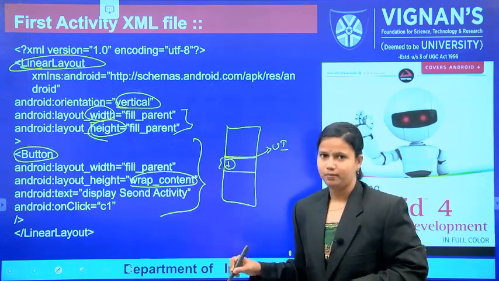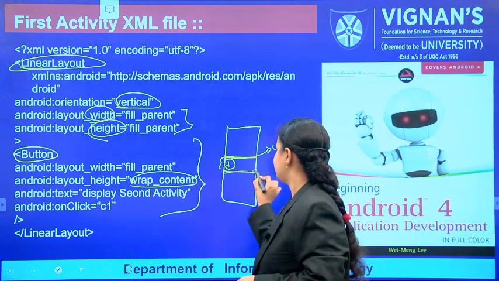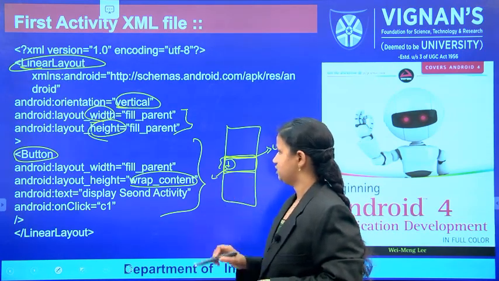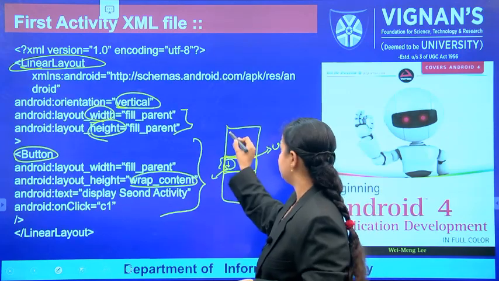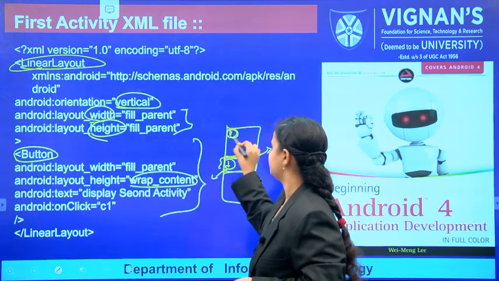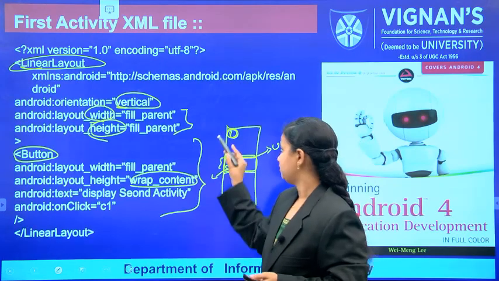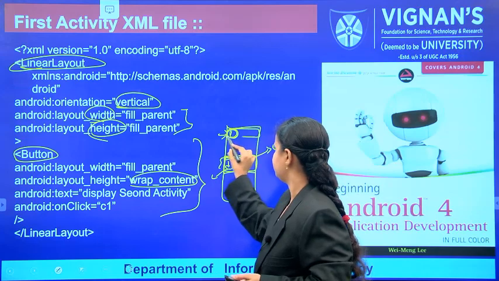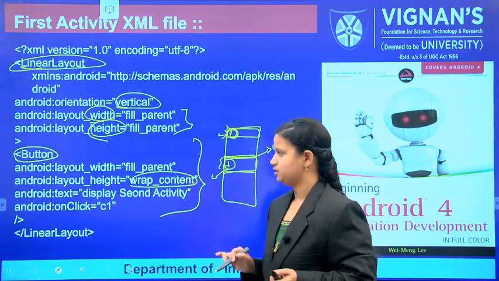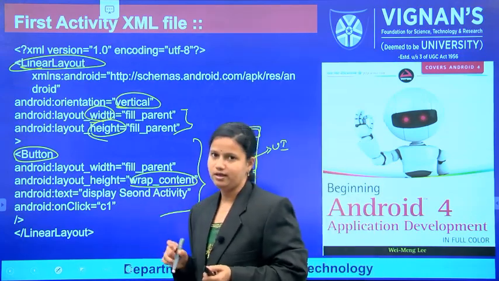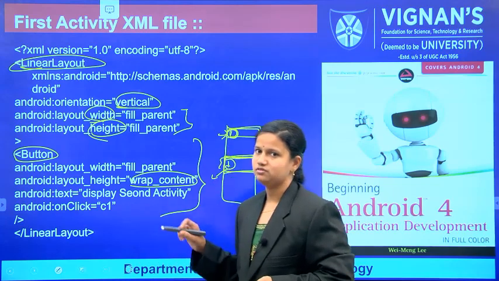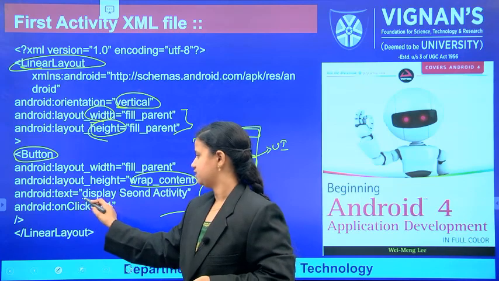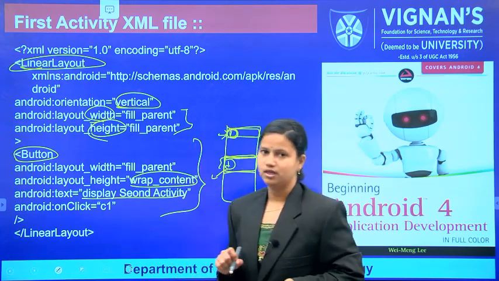As we are discussing the linear layout, we are not setting any position. So by default the components start from the top. That means the button is displayed here, not in the center position. Here we are not giving any position for the button, so it is allocated by default to the left side of the top. And the Android text property will be used to name the button.